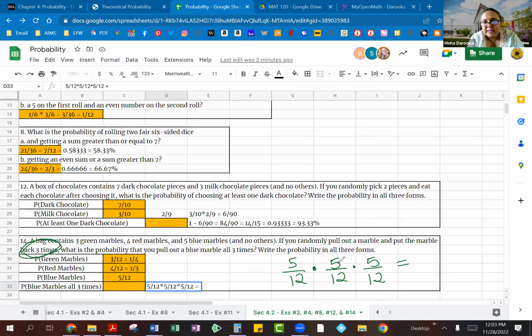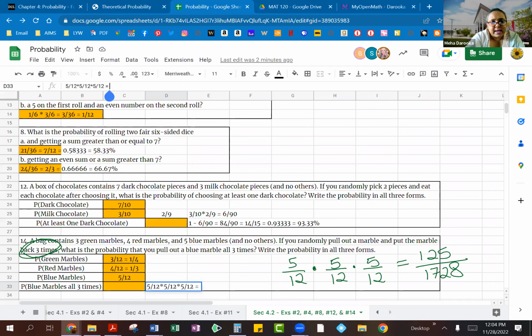So yeah, 5 times 5 is 25. 25 times 5 is 125. 12 times 12 is, of course, 144. And then 144 times 12 will come out to be 125 out of 1728. Now, of course, you can see 5 doesn't go into 12, so 125 will also not go evenly into 1728. So that's what we will end up with.